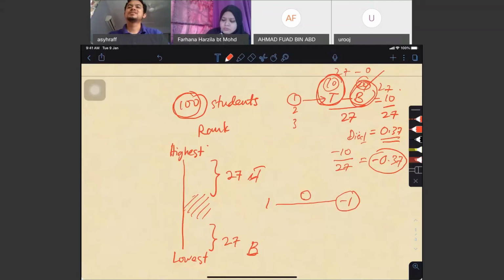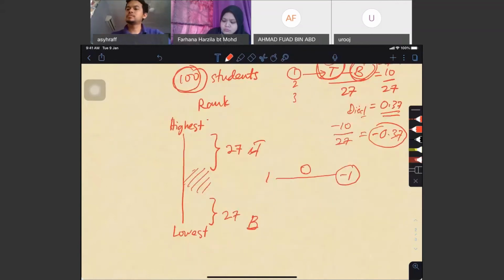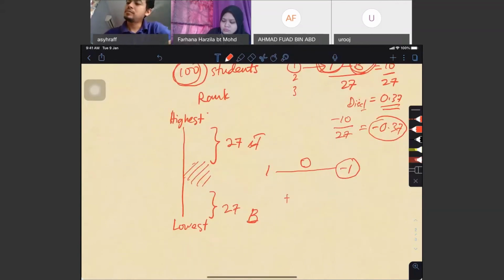Okay, so we expect all our items should have a positive discrimination index, and a good discrimination index is taken as 0.2 and above. Okay, this is according to some experts. They say 0.2 and above.